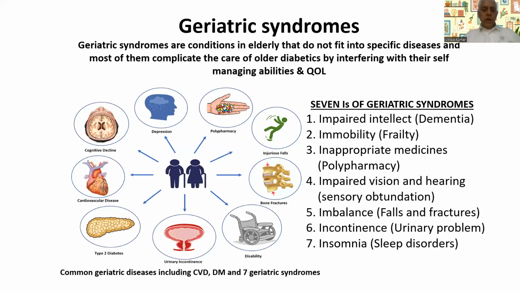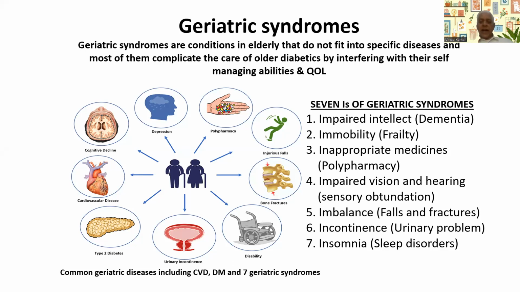So I would be talking about geriatric syndromes, which are the conditions in elderly that do not fit into any specific disease. Most of these syndromes complicate the care of older diabetics by interfering with their self-managing abilities in day to day life. There are 7 geriatric syndromes that will be talked about in this video. All begin with the alphabet I.